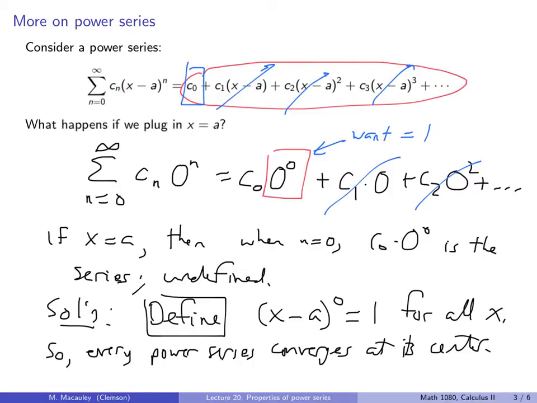So we're going to get around this. Maybe it sounds like cheating, but trust me, it's not. By just defining x minus a to the 0 to be 1 for all values of x, even when x is equal to a.